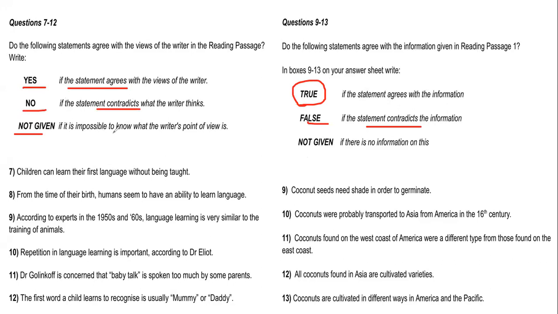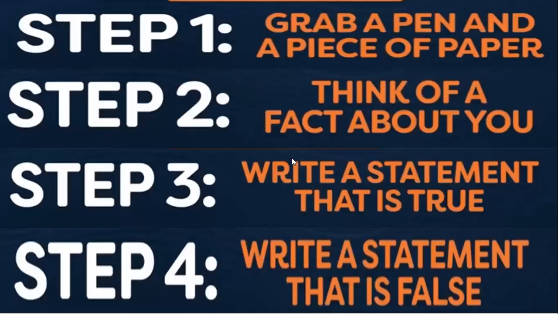For example, if it is impossible to know what the writer's point of view is, that means not given, the information is not enough. Not given means there is no information on this. Simply, not given means enough information will not be given for you to actually judge with yes, no or true, false. So there will be questions like that and you need to answer.